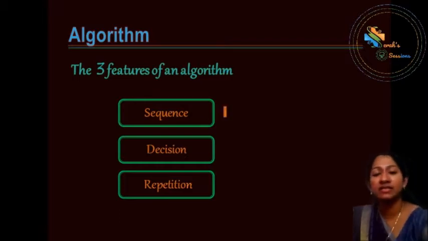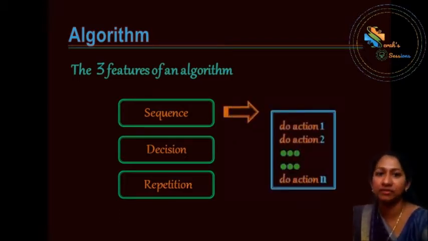Now let's see what a sequence is in an algorithm. When you write an algorithm stepwise, sequence refers to nothing but doing the actions, executing the steps one by one. Do action 1, action 2 until you reach the stop statement, and that will be action n.